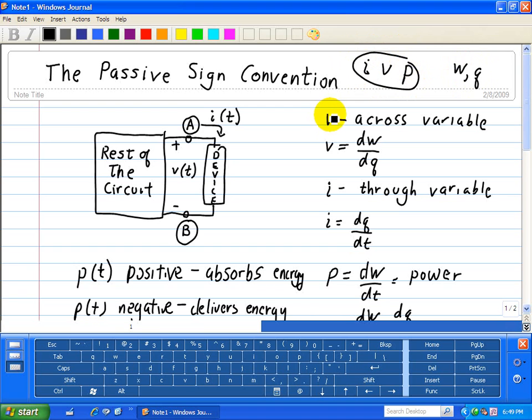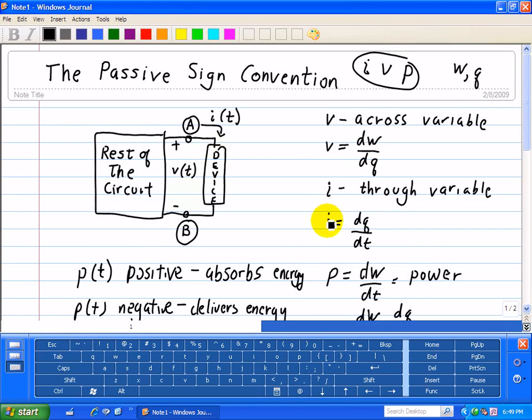Once again, voltage is termed an across variable because it takes 2 points to measure a voltage. Here again, we can mathematically describe voltage as the derivative of the energy required to move a coulomb of charge. So this is the amount of energy required to move a charge. On the other hand, current is a through variable because it only takes 1 point, either A or B, to measure the current through this device.